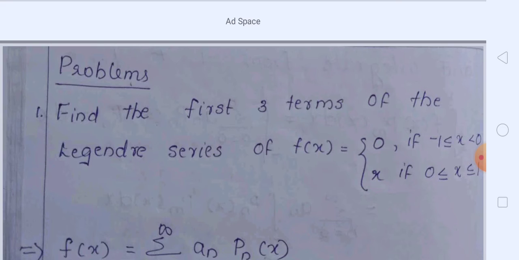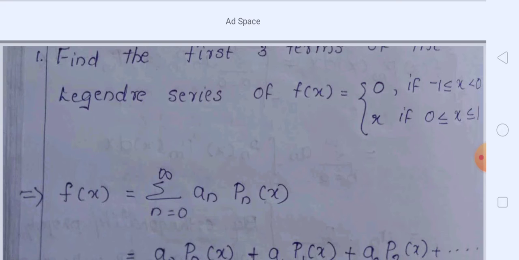Find the first three terms of the Legendre series if f(x) equals 0, where minus 1 is less than or equal to x less than 0, and equals x if 0 is less than or equal to x less than or equal to 1.